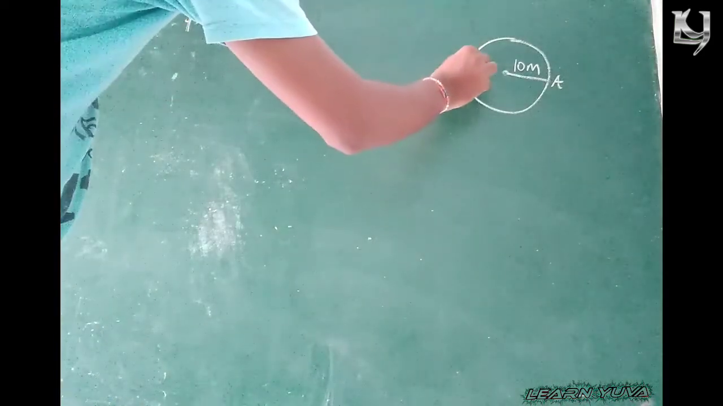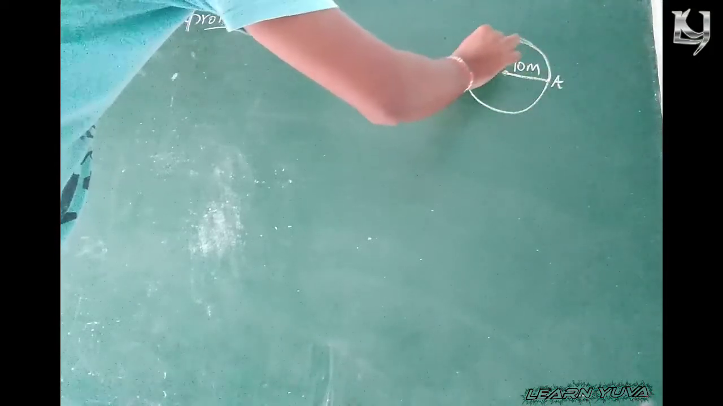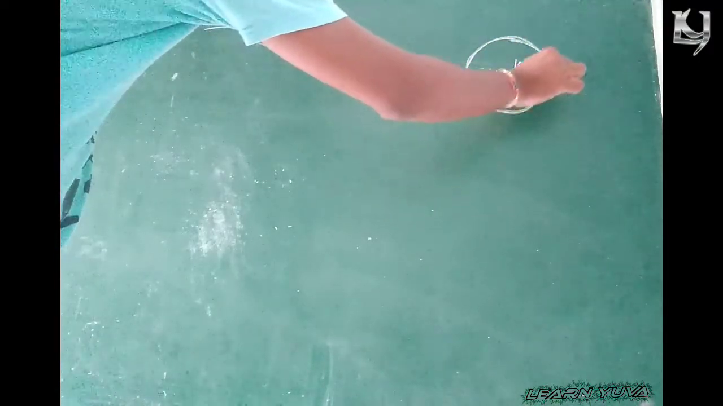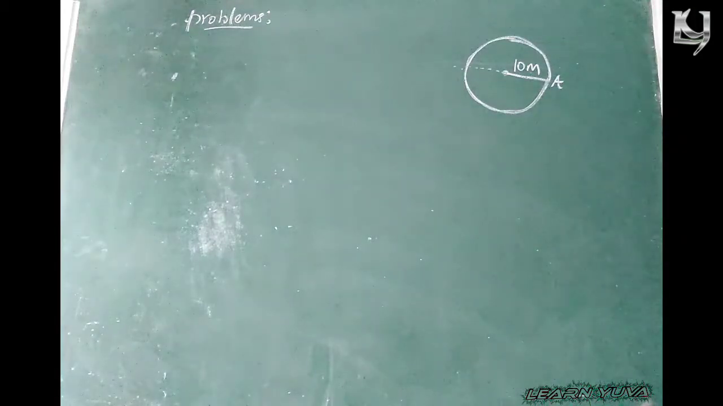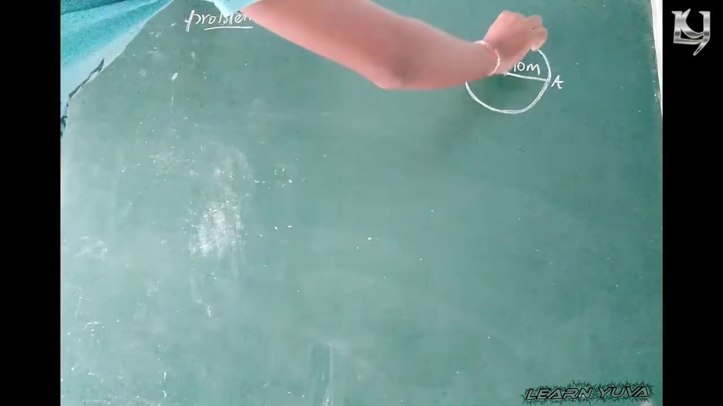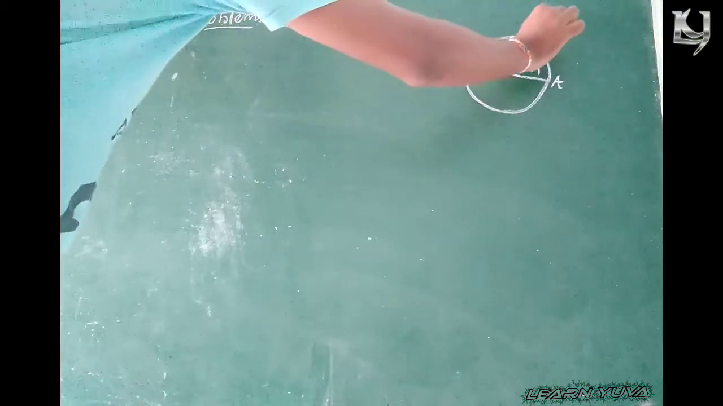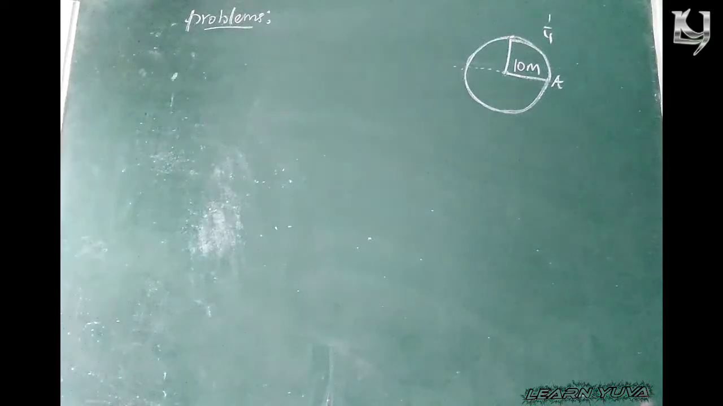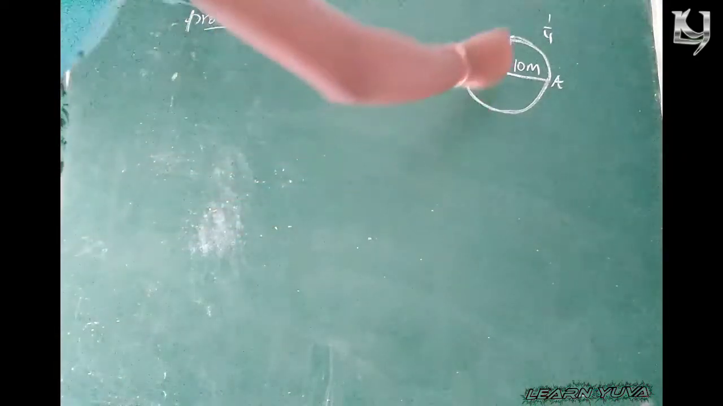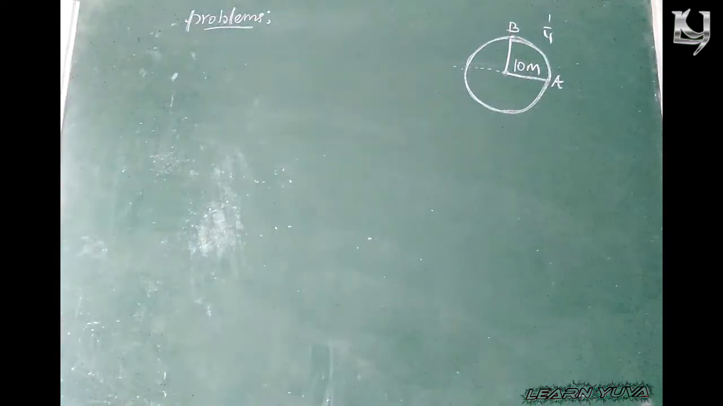1/4th part means, if it completes one complete circle, that is 360 degrees. If we make that 4 equal parts, half and 1/4. So it is 1/4th part. So the body starts from A and ends at B. Find out distance and displacement.